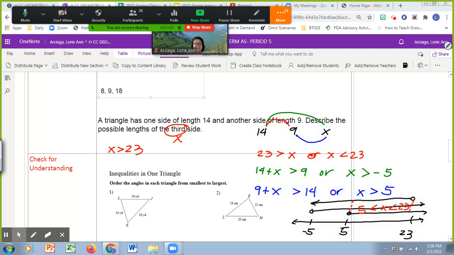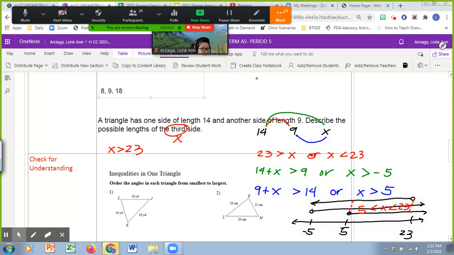Can you find a shortcut without doing all of that graphing and inequality work? Come on now. Perfect. You got it. So you add them up, 23. That's the upper limit, right? You subtract them, or you get the difference. That's 5. That's the lower limit.